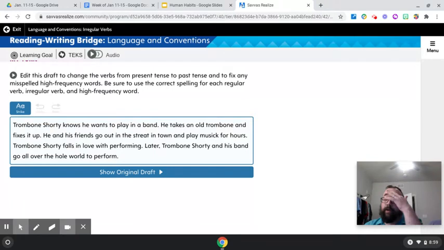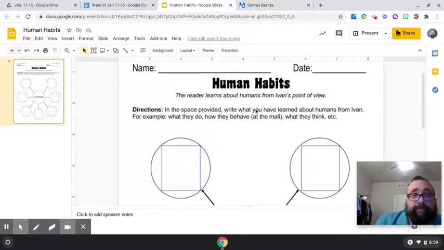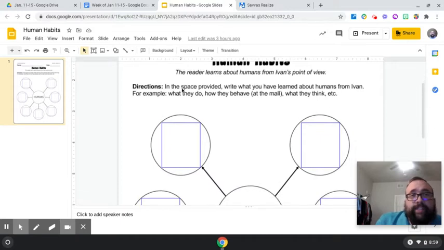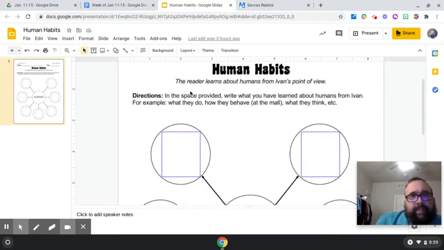Let's move on to this little fun organizer for the one and only Ivan, after you're done with the bell work. So, directions. Let's read the little introduction.